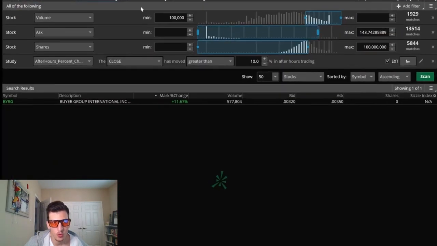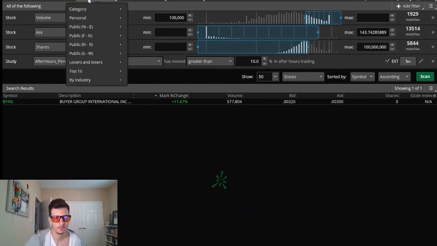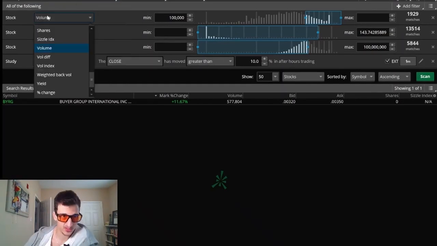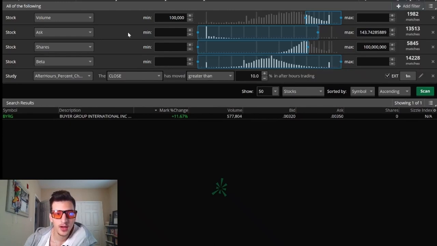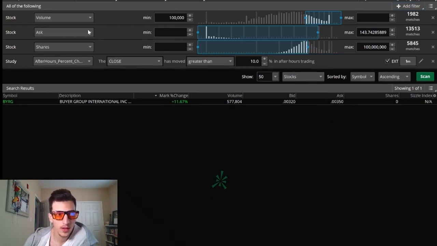So after we have that open, we want to set up our stock scanner. You want to add your filter in stock. And this will pull up a whole new parameter to search for. And you want to have four of those, three of them being stocks and one of them being study.